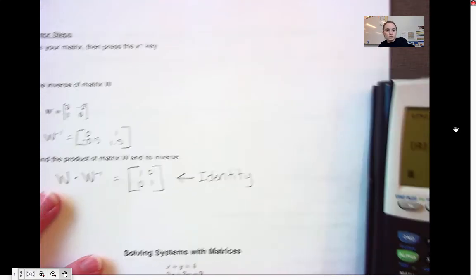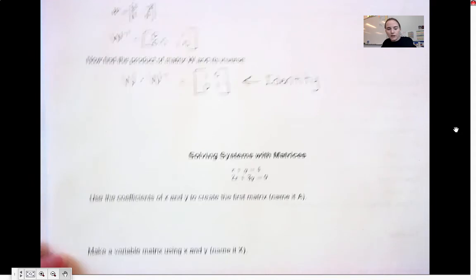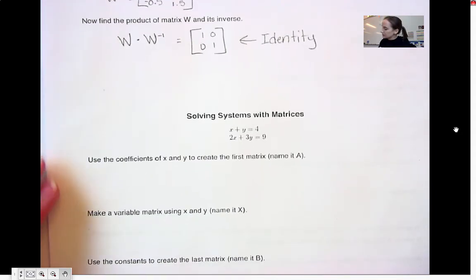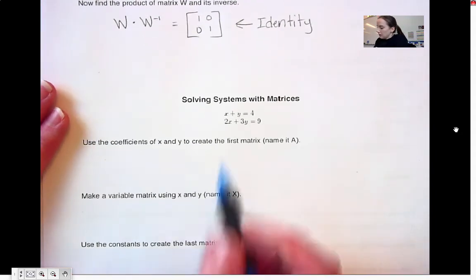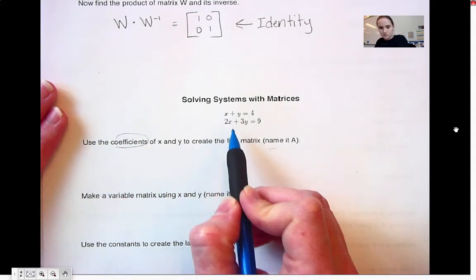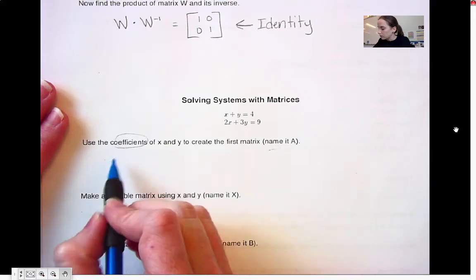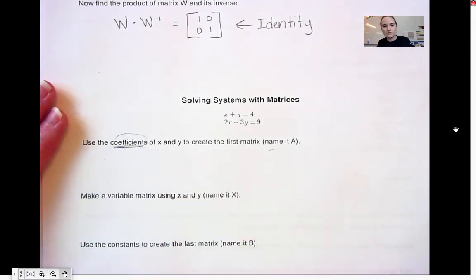Now, you can use this to help you solve systems. You just set up an equation. Okay, so first we want to use the coefficients from this system. We're going to try to solve for x and for y just like you learned in the last section, but you were doing all of this by hand. We're going to use the coefficients to create a matrix, and we're going to name it A.